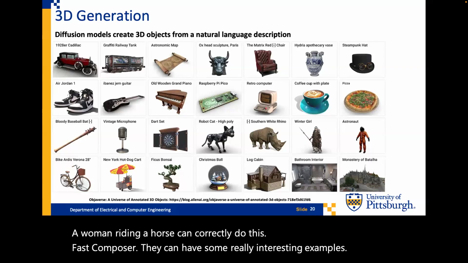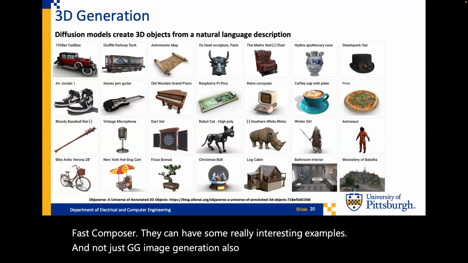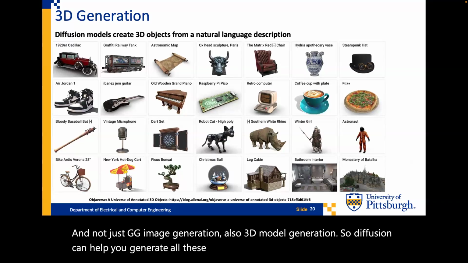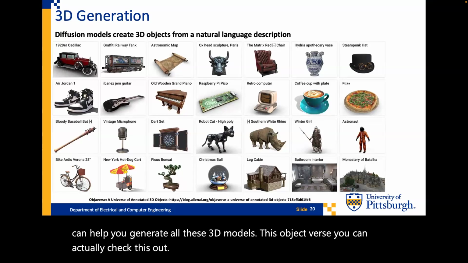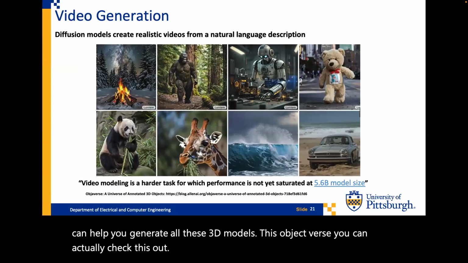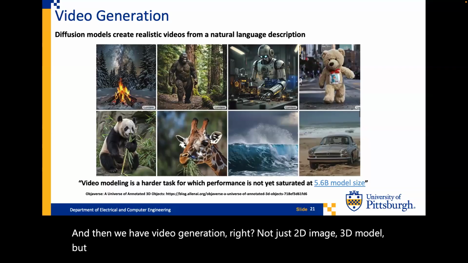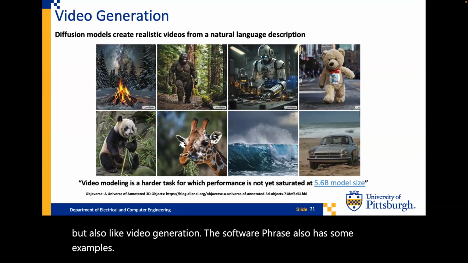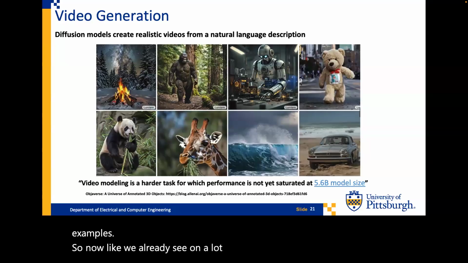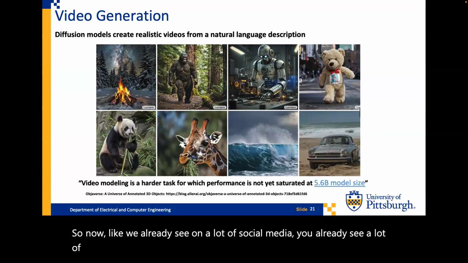And not just 2D image generation, also 3D model generation. Diffusion can help you generate all these 3D models. This is Objaverse, you can check this out. And then we have video generation, right? Not just 2D images and 3D models, but also video generation. This Objaverse also has some examples. Now we already see a lot of AI-generated videos on social media nowadays.